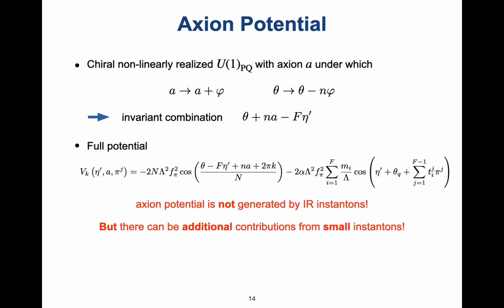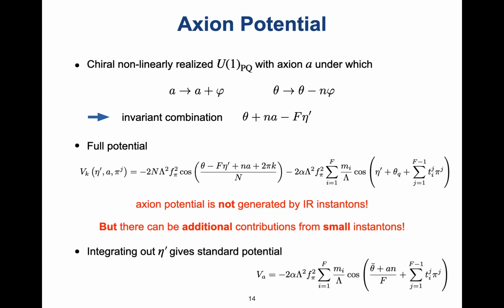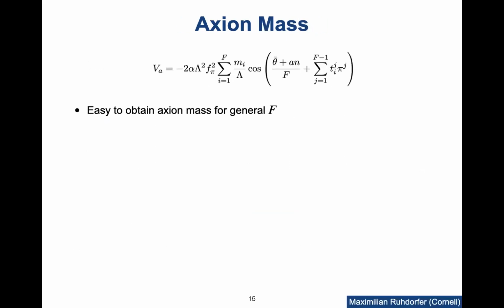Again, it's not changed by IR instantons, but in principle you can still have additional contributions from instantons from the UV. For example, there are a few models where UV instantons are enhanced. This would be in addition to what we're talking about here. And if you integrate over theta prime, then you get the typical result that we always recommend.